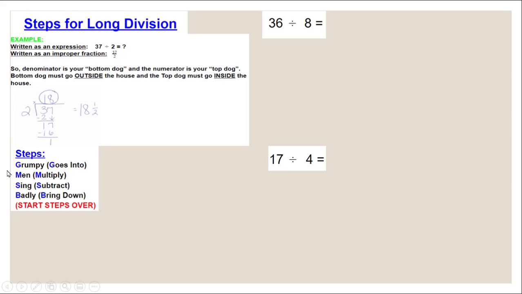So I have my steps down here, and I have an acronym that helps us remember those. G is for grumpy, that's the goes into. M is for men, that's multiply. S, sing, subtract. B, badly, bring down. So grumpy men sing badly. Goes into, multiply, subtract, bring down, start steps over. That'll make a little more sense when we go through this. I'm going to go through this actual example first.